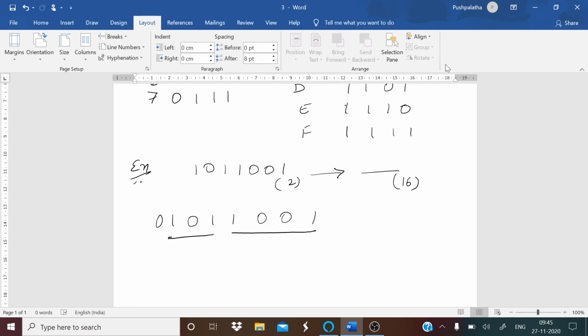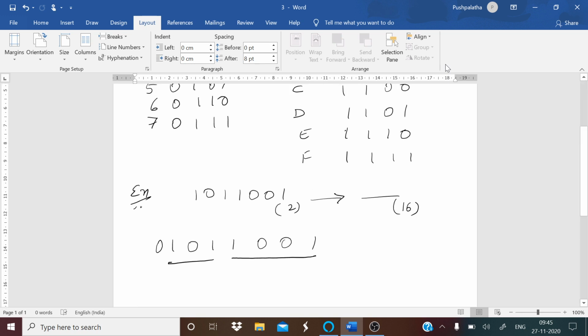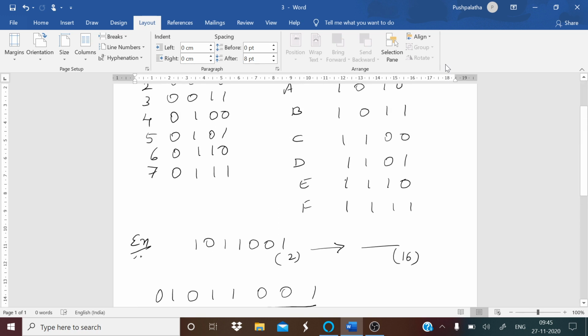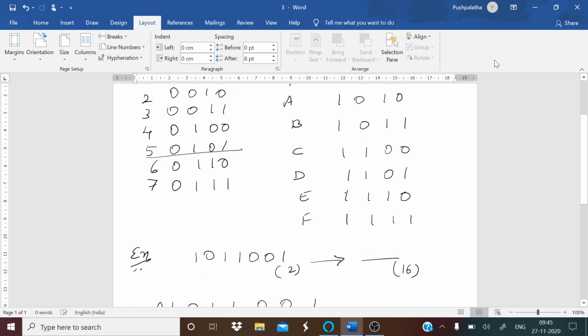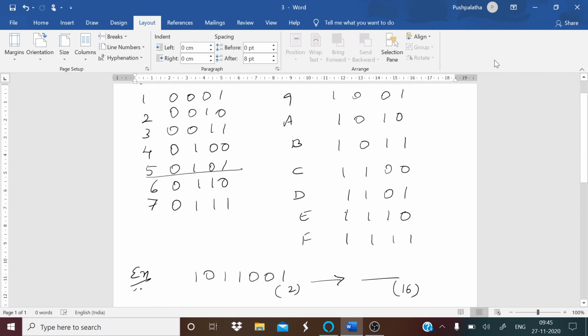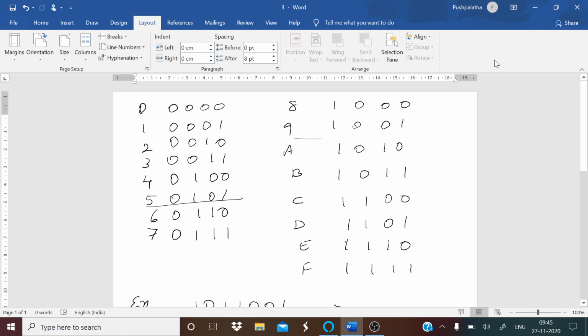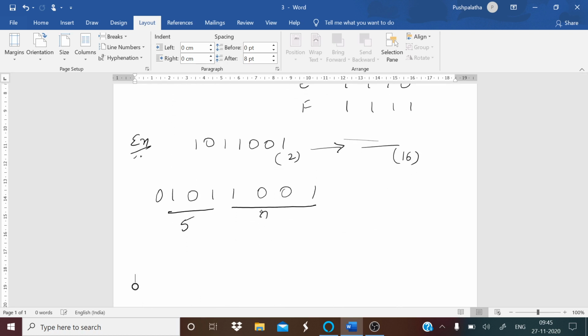So now according to this table that you have done here, what is 0101? 0101 is your 5. Right, so this is your 5. And what is 1001? 1001 makes up your 9. Right, so 9. So the answer is 59 to the base of 16.